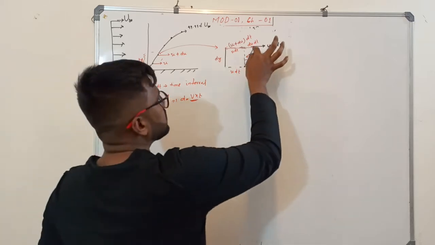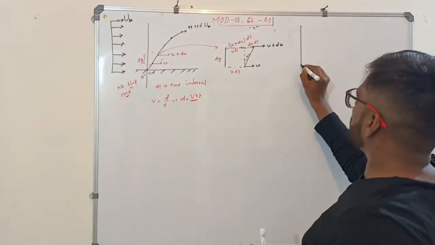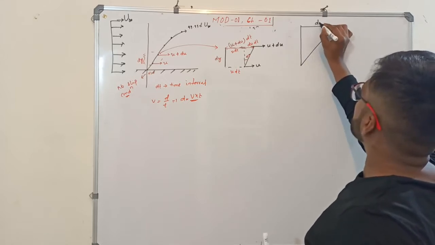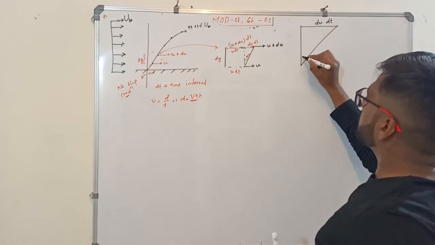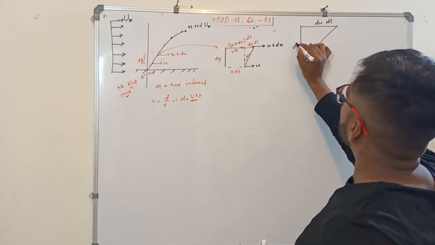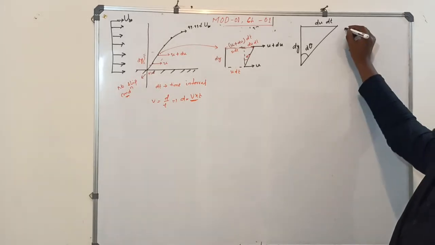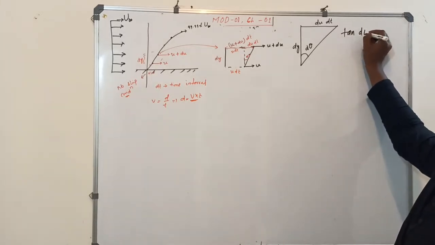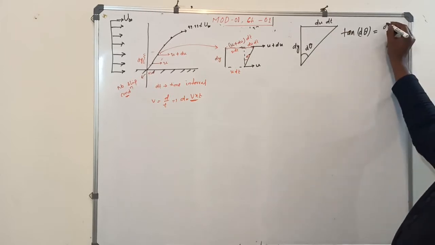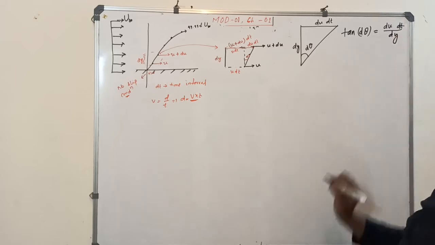Now let us see about this triangle. Do you see this triangle? Here it is du dt. This angle is d theta. So what will be your tan d theta? Tan is opposite by adjacent. That is du dt by dy.